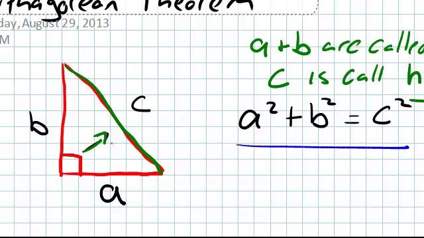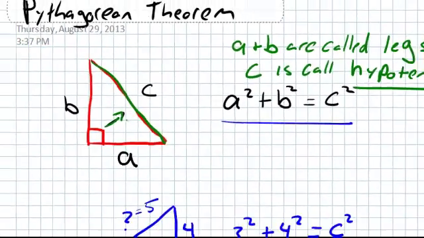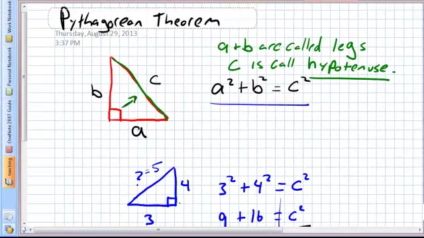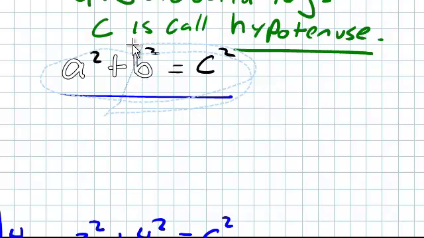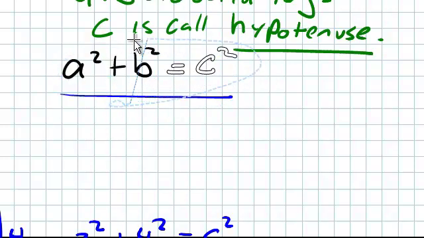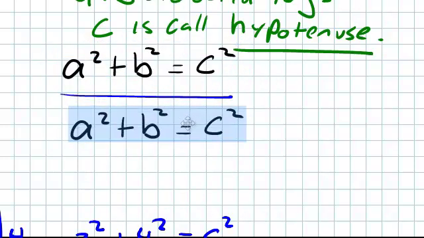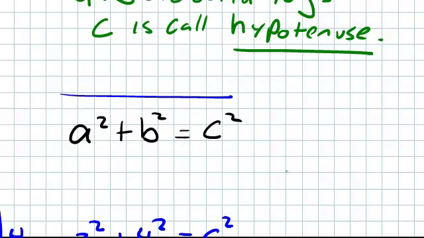So there it is. That's the Pythagorean theorem. Remember that it always has to have a right triangle. A and B have to be the legs of the right triangle. C always has to be the hypotenuse. And the algebra part of that is that A squared plus B squared equals C squared.